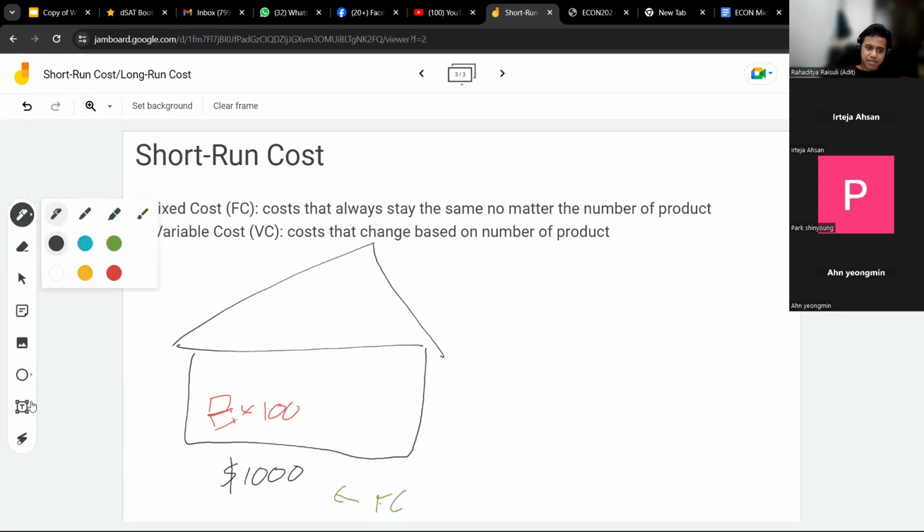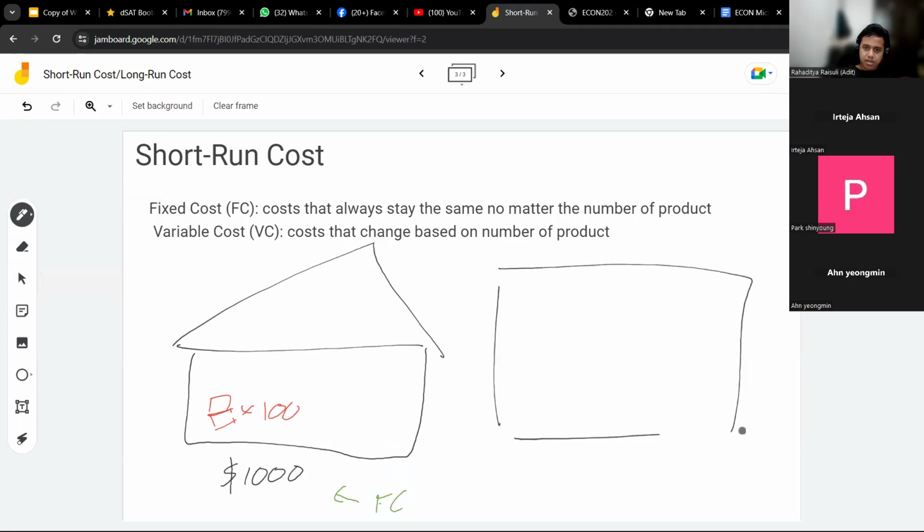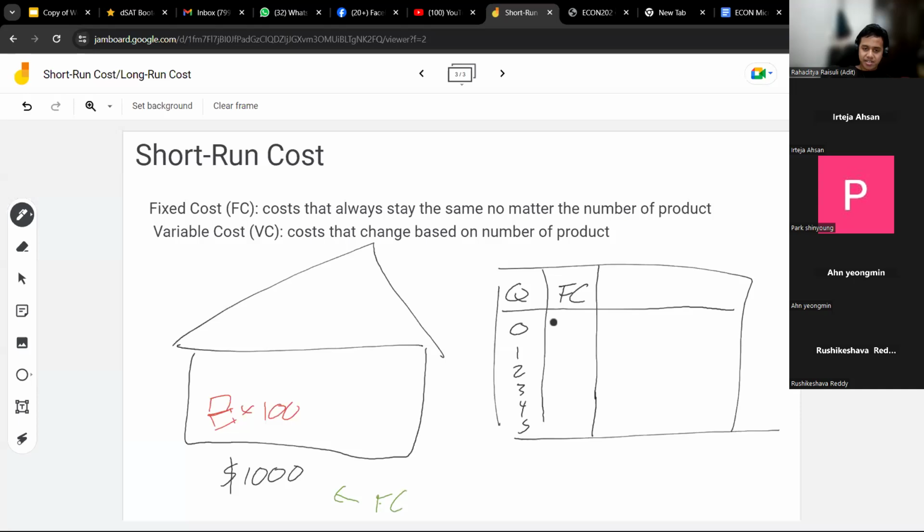If I were to put this into a table, because most of the time this kind of question will appear in a table, we'll usually have the quantity here, and then the fixed cost. No matter how much you increase the quantity of laptops, your fixed cost will stay the same. Whether you have 0 laptops, 2, 3, 4, 5, 6, 7, 8, your fixed cost is always 1,000, because all you bought is just the warehouse.